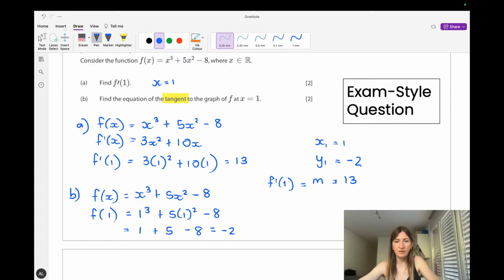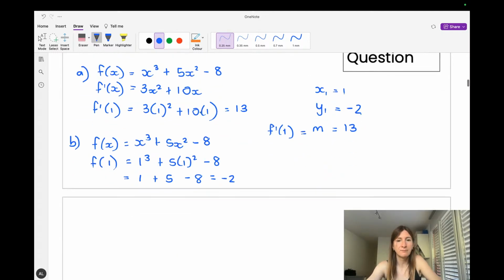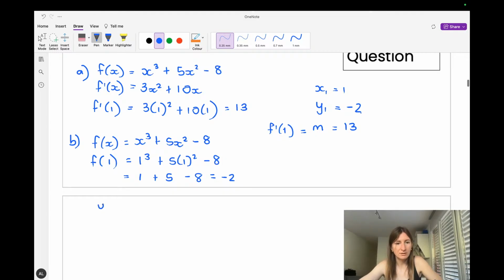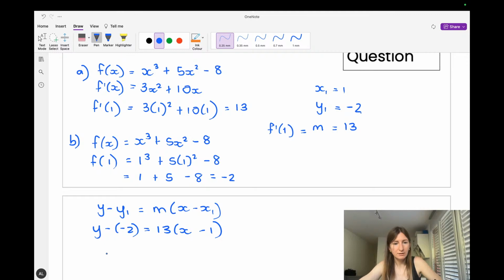Now we have all of the information that we need to find the equation of the tangent. So let's write it all out. y minus y1 equals the gradient times x minus x1, and fill in our values. Again, we have a double negative, so be very careful there with brackets. m was 13. That was 1. And let's simplify.